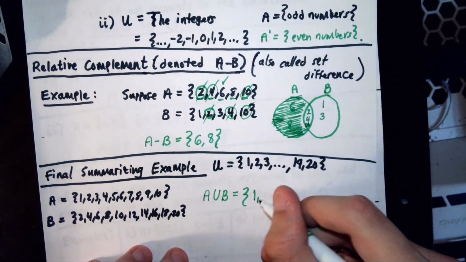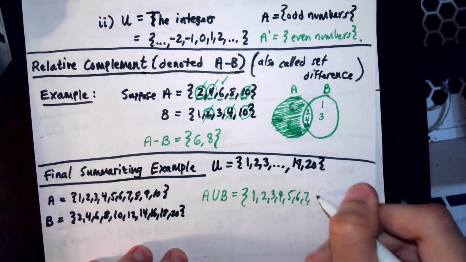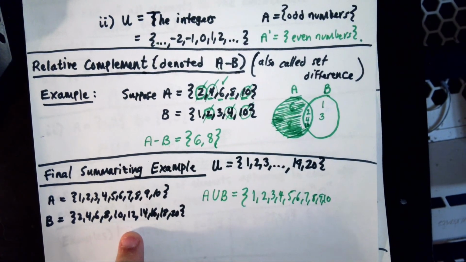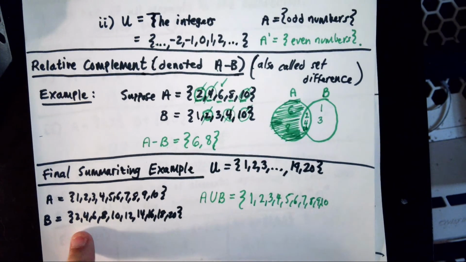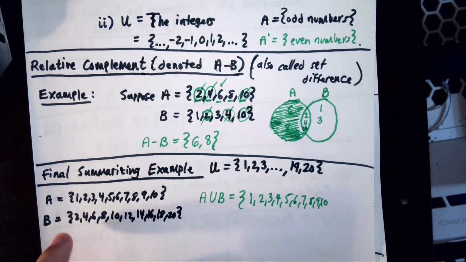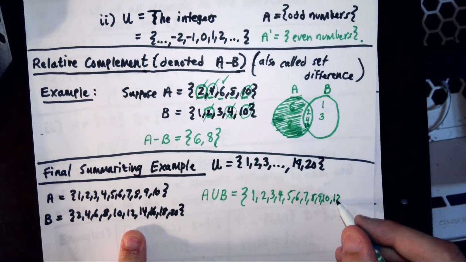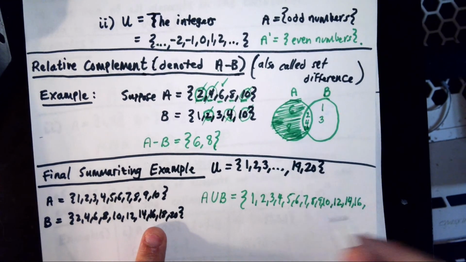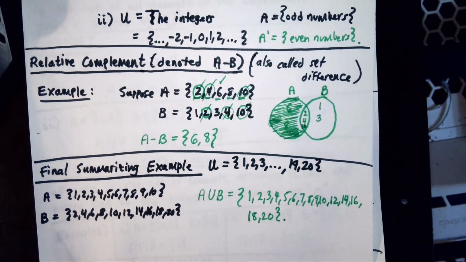So we've got the numbers 1, 2, 3, 4, 5, 6, 7, 8, 9, 10. Those are all from A, right? So we know we have to include those. Second, we've got the even numbers that come up here in the set B. Well, 2, 4, 6, 8, and 10, those are already covered. But next, we've got the number 12, and the numbers 14, 16, 18, and 20. This is the union of A and B right here.